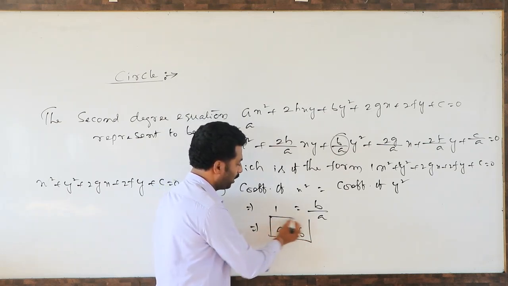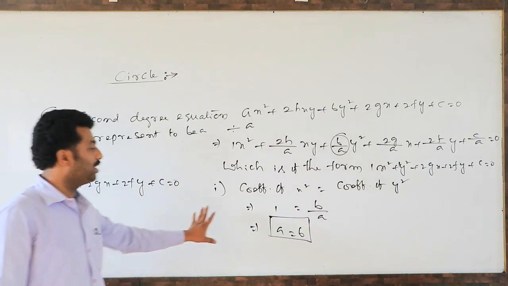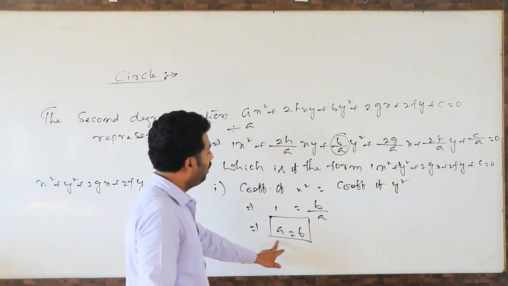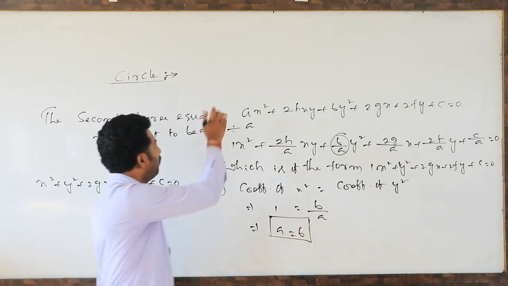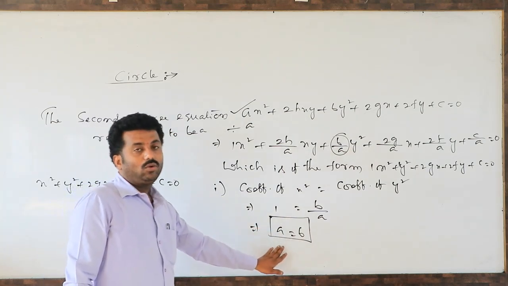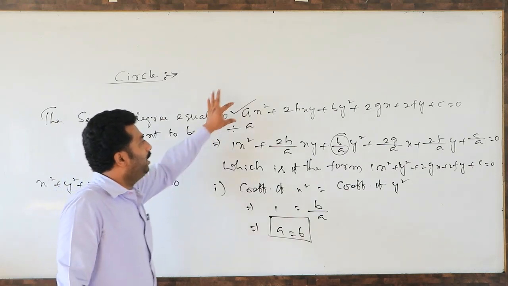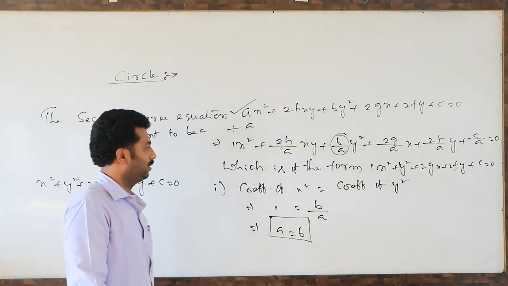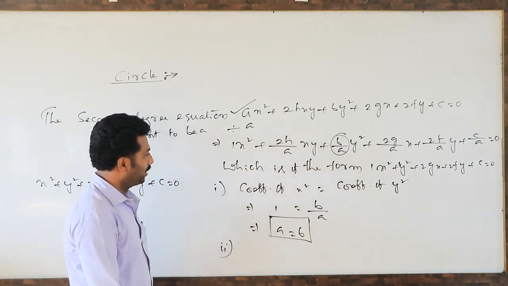What is the first condition? Coefficient of x square and coefficient of y square must be equal. So that is a equal to b. This equation represents a circle. What is the first condition? Coefficient of x square equal to coefficient of y square. Indirectly a must be equal to b. First condition.